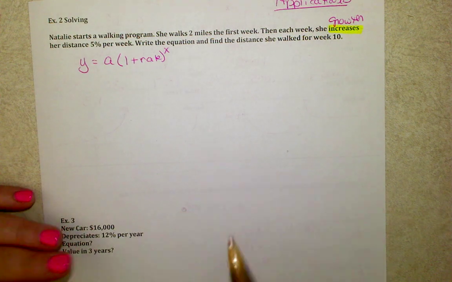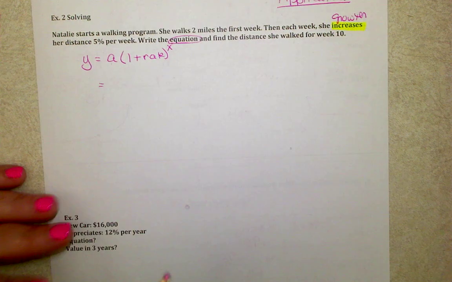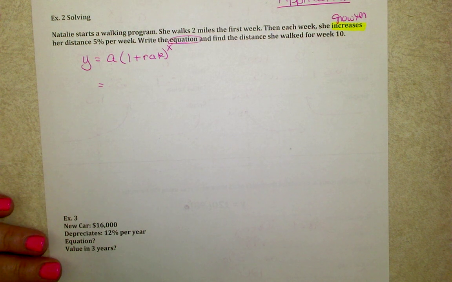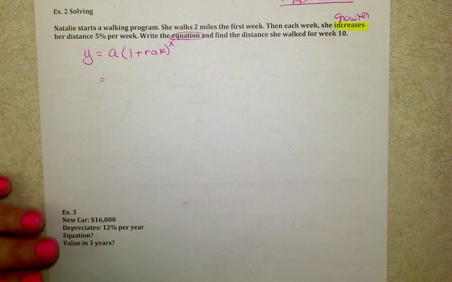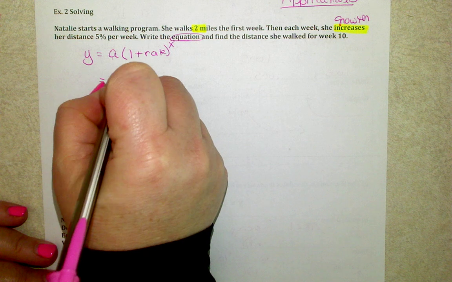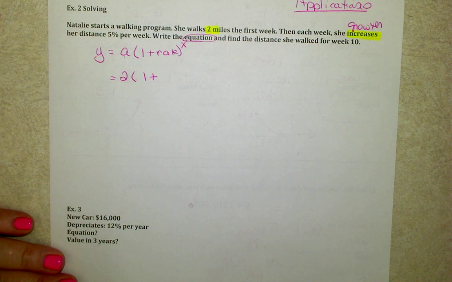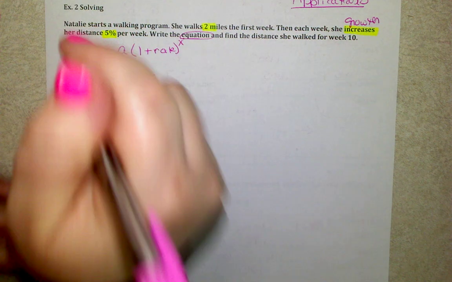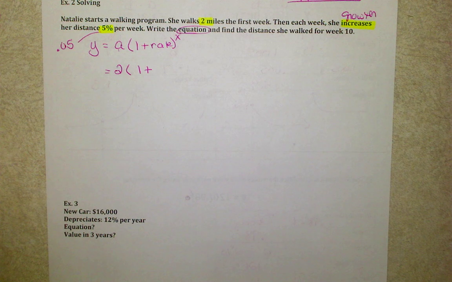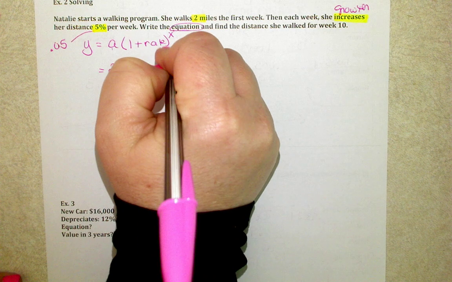All right, so writing the equation is the first thing they want us to do. So A represents our initial value. What was the initial amount of walking she did? She did 2 miles. So in place of A, I'm going to put a 2. All right, what is our rate? It's 5%. So as a decimal, 5% is 0.05 to the x.